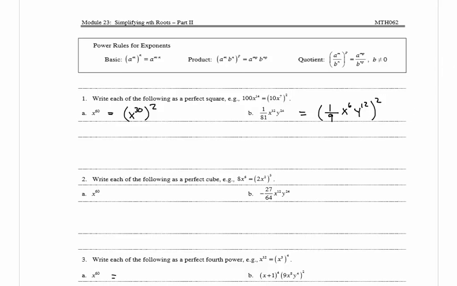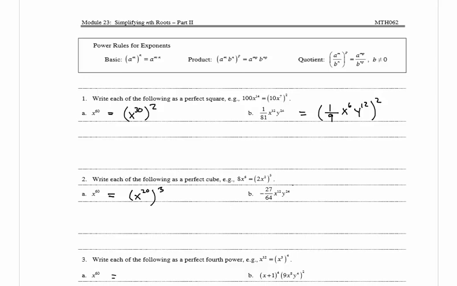And 2, we want to write each of the following as perfect cubes. And the example they give is 8x to the 6th is equal to 2x squared cubed. And 6 divided by 3 gave us 2 for our exponent. And the cube root of 8 is equal to 2. So in A, we have x to the 60th, and 60 divided by 3 is equal to 20. So we're going to have x to the 20th cubed.